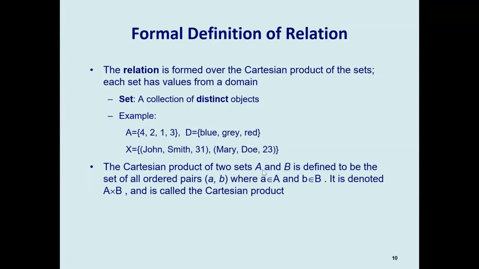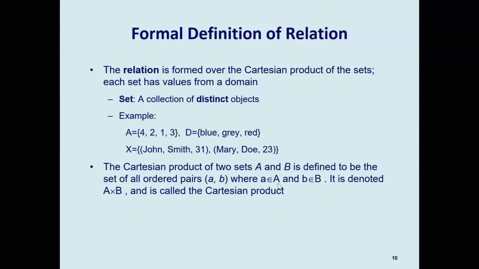Then the Cartesian product of 2 sets, A and B, is defined to be the set of all ordered pairs. We represent the pair as small a, small b, where small a is an element of set capital A, and small b comes from set B. So this simply means that given 2 sets A and B, we can systematically produce all possible elements for the Cartesian product.